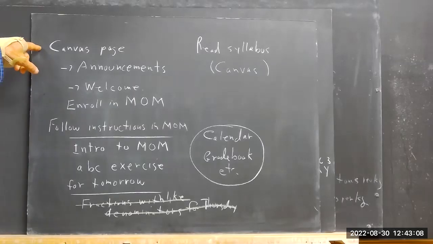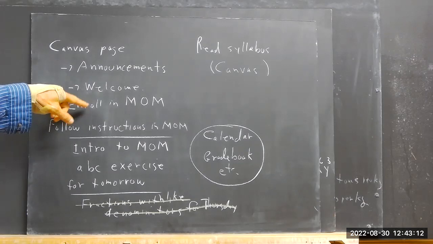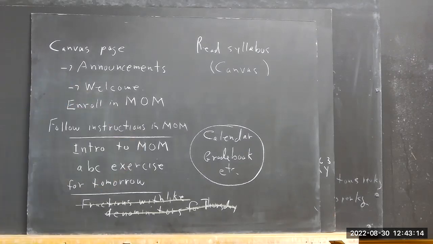Go to your Canvas page. Under announcements, there's a welcome announcement. The welcome announcement tells you to enroll in MyOpenMath. It gives you the link and the codes you need to do that. Do that. You follow the instructions in MyOpenMath that lead you to the introduction to MyOpenMath, the ABC exercise, and additional.